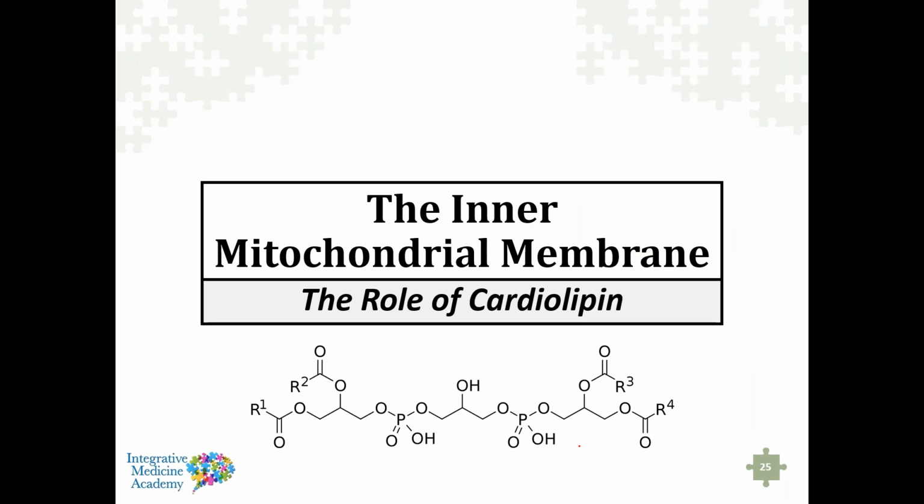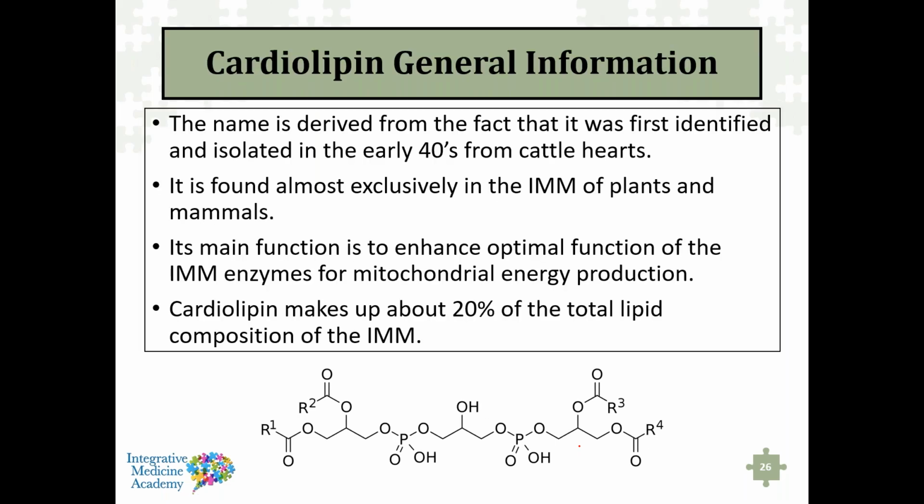So a key aspect of the inner mitochondrial membrane is cardiolipin. Cardiolipin gets its name from the fact that it was first identified in heart tissue of cattle. It's found almost exclusively in the inner mitochondrial membrane of plants and mammals. Its main function is to enhance function of the electron transport chain along the inner mitochondrial membrane. Cardiolipin makes up about 20% of the total lipid composition of the inner mitochondrial membrane.